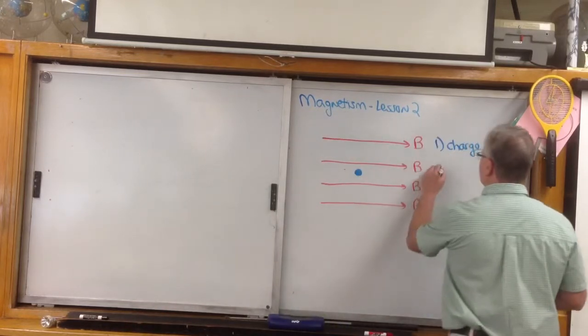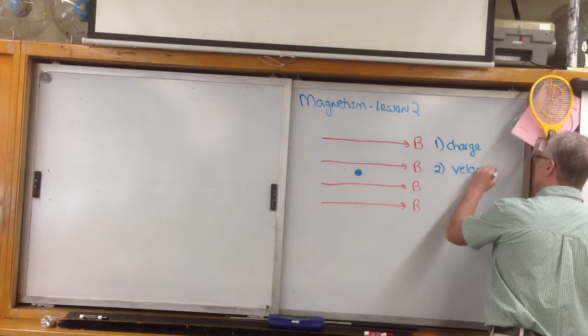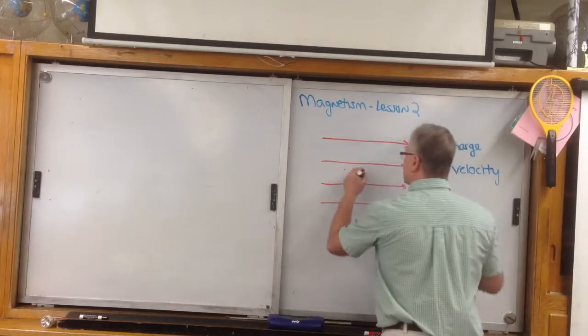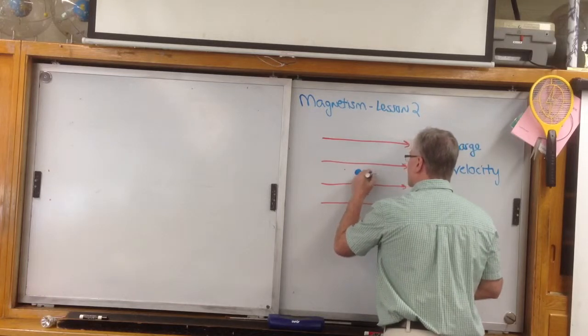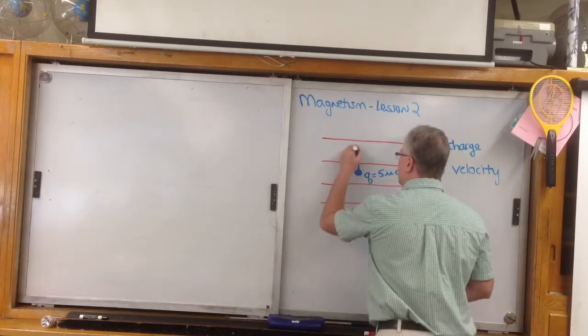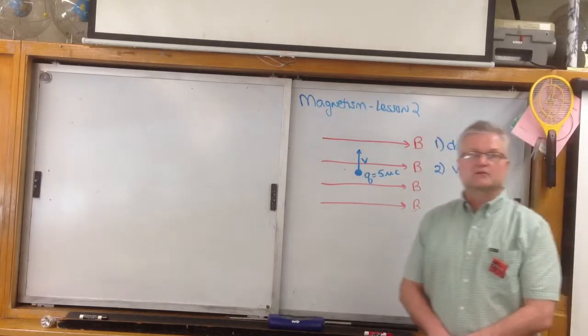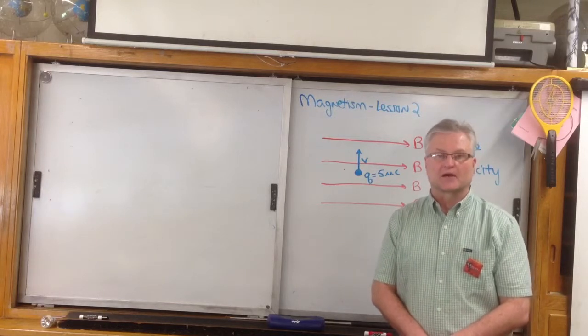All right. Next thing, it must have velocity. So the object must be moving. So for example, this object, let's say it has a charge of 5 microcoulombs, and it has a velocity going this way in this direction, right? There will be some force acting on this object.